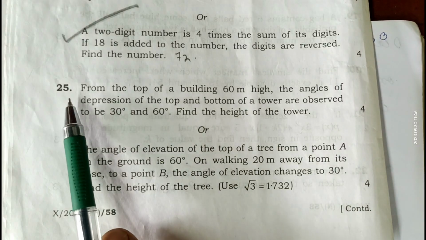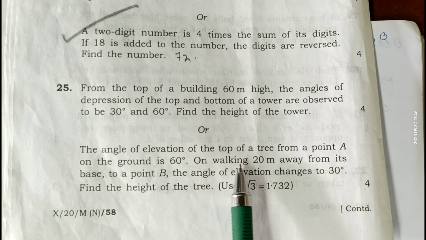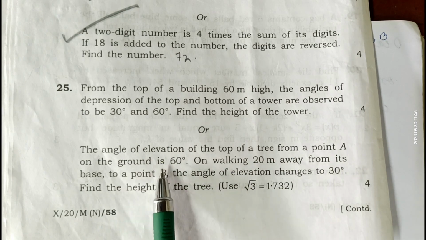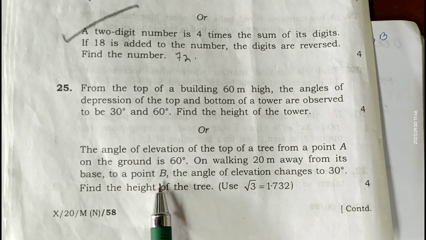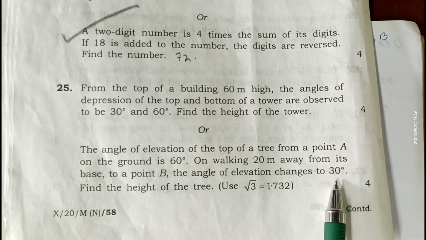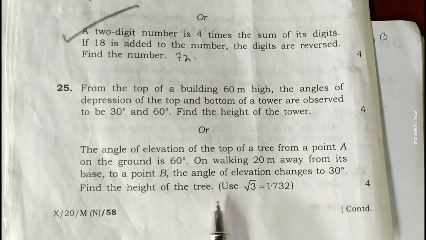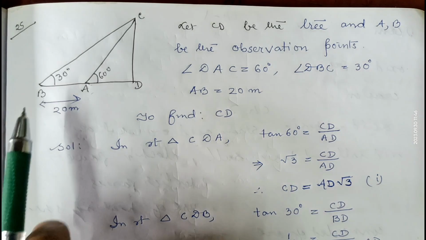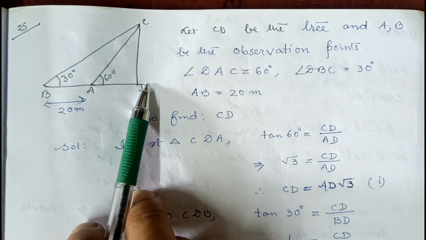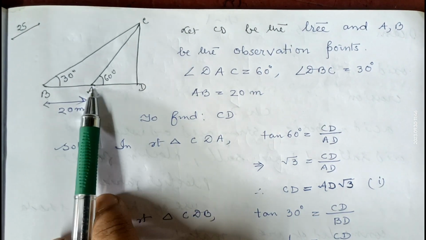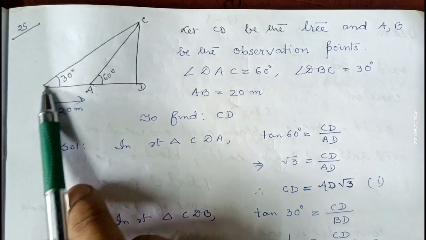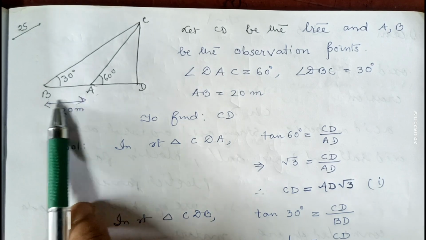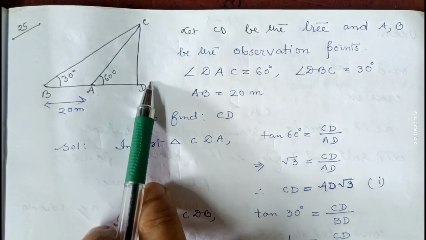In the second part of question number 25, the angle of elevation of the top of a tree from a point A on the ground is 60 degree. On walking 20 meter away from its base to a point B, the angle of elevation changes to 30 degree. Find the height of the tree, and here value of root 3 is 1.732. Here let CD be the tree and A and B are the observation points. Angle DAC is given 60 degree. DBC is 30 degree and AB equal to 20 meter. We have to find the height of CD.